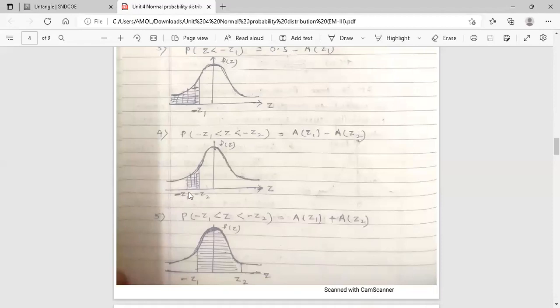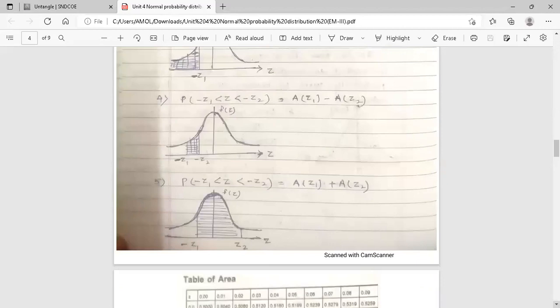So you calculate the area of this shaded portion, and that will be the probability between Z1 and Z2. How to calculate the area of this shaded portion? The area of Z1 is a big portion, minus the area of Z2. The area of Z2 is this blank portion here on the LHS side. So the formula is area of Z1 minus area of Z2. That will give you the probability between minus Z1 and minus Z2. Both are negative, so both lie on the LHS side, so subtract the area between these two.